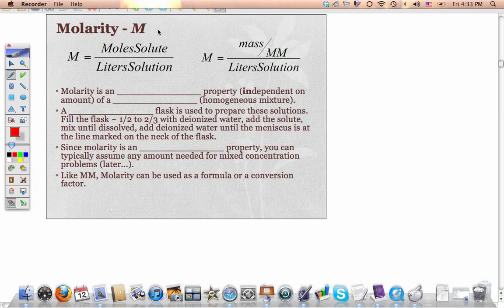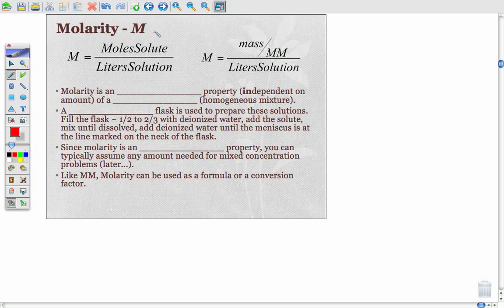Our next topic in this little mini mole session is going to be molarity. When we're talking about molarity, we're discussing a solution. Now, solutions are considered to be aqueous unless otherwise specified, and what that means is that water is our solvent. You saw this last year. This should be a quick review for you.